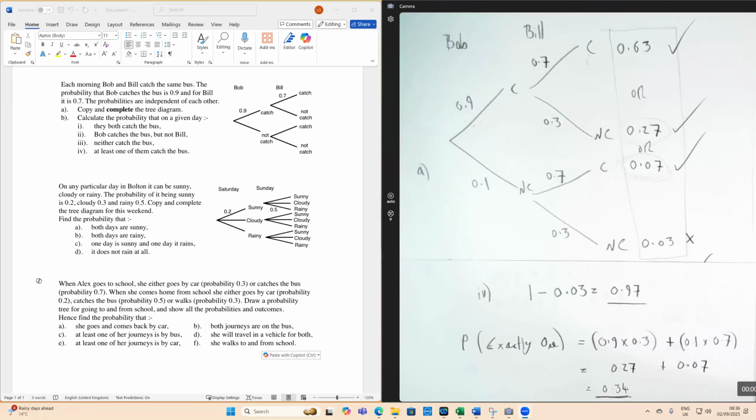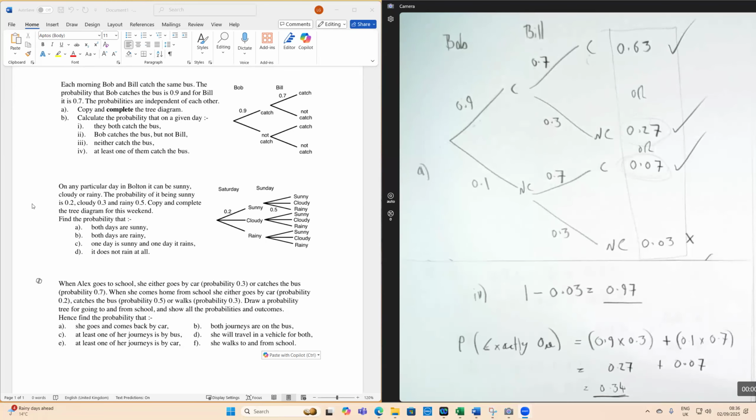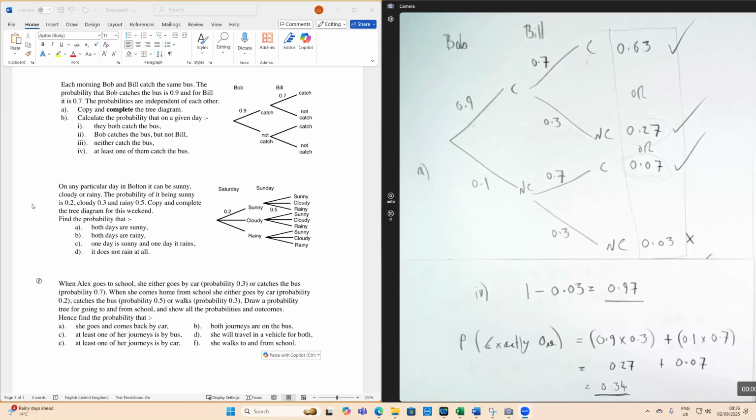Perfect. Okay, well, that is an introduction to how you think about independent events for tree diagrams. Okay, there's another couple of questions there which you could have a look at, and maybe you could have a go at those yourself. I'm going to move on now in the next video to talk about dependent events in our next video.